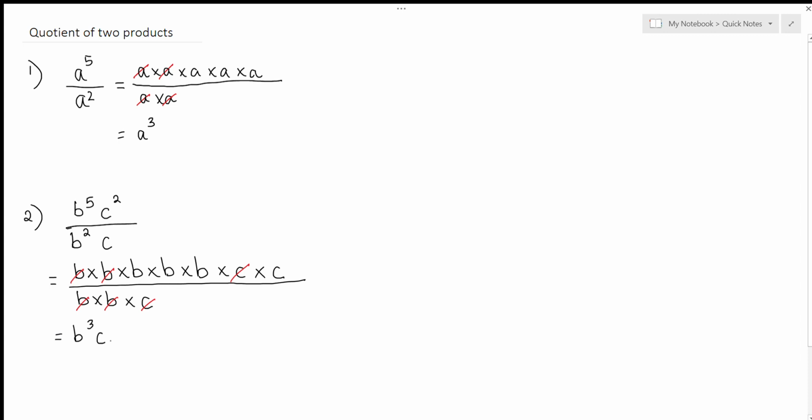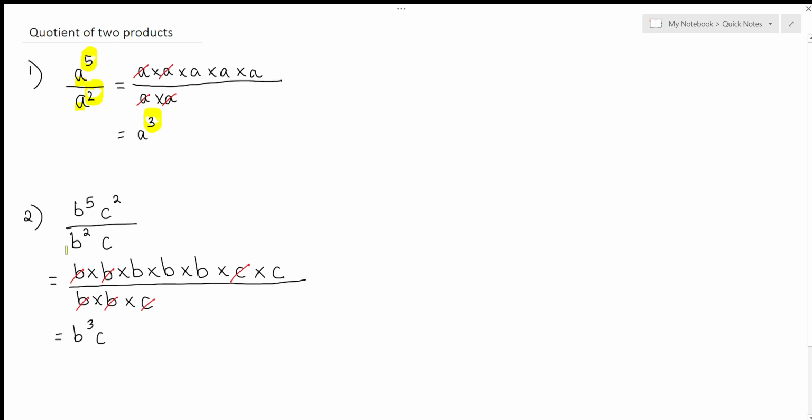Now, let's just talk about what we notice here. If your bases are the same, and your base in this case is a, and you have 5 here, and you have 2, and your answer is 3, but the multiplication, when we were multiplying and our bases were the same, we were adding. In this case, we are subtracting. We're saying 5 minus 2 is 3.